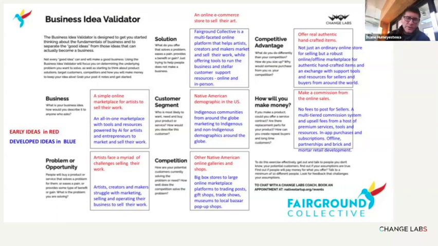So the reason why we're showing it here is twofold. The ideas that I initially had, I drafted them up and I put them in red, so you get a sense of what was sort of the first concepts, the initial concepts when I was developing the idea for this business called Fairground Collective, and the concepts or ideas as they evolved over time.